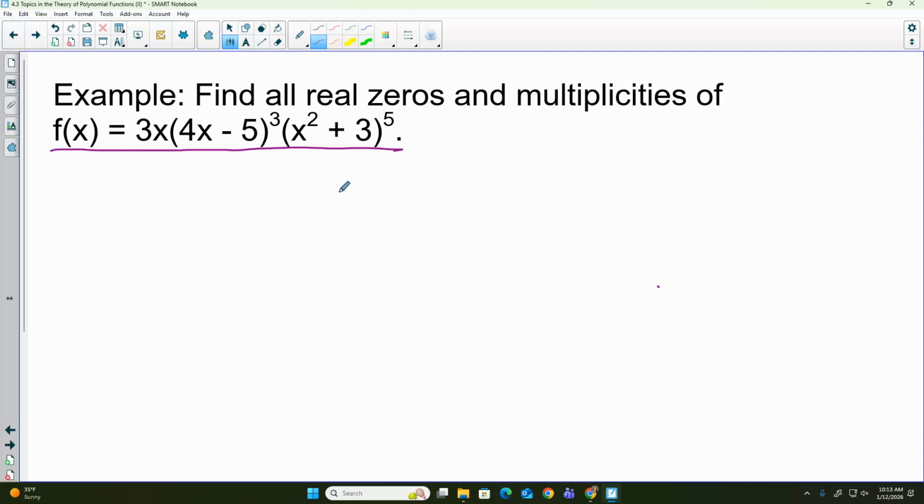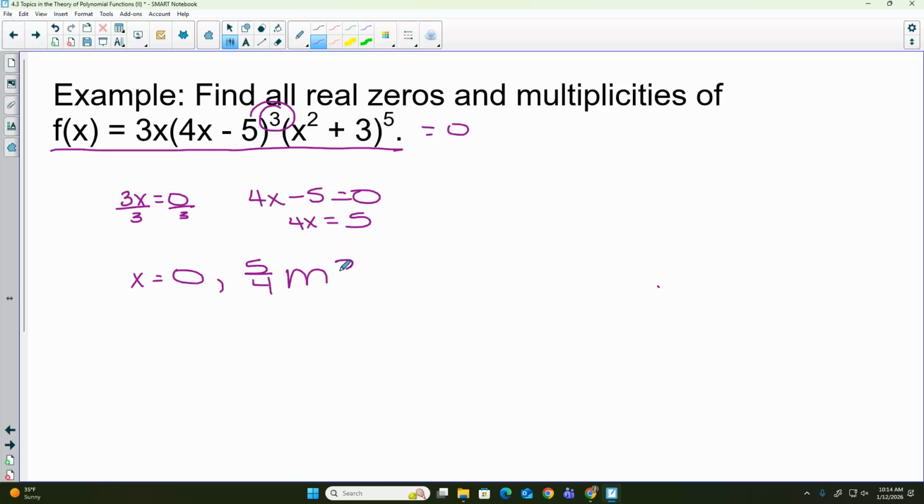It's factored already. I'm just asking when is it going to equal 0. So it's really saying when does each piece equal 0? When does 3x equal 0? Divide by 3 and you get 0. If you set 4x minus 5 equal to 0, add over the 5 and we get 5 over 4. But that one was cubed, so what's my multiplicity? 3. And we show that with M3. That means 5/4 was a 0 3 times.